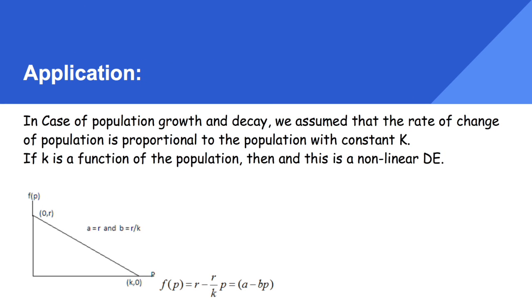In a previous slide, we learned about population growth and decay, and we assumed that the rate of change of population is proportional to the population with constant k. However, if k is a function of the population, then this is a nonlinear differential equation. A typical application of the logistic equation is a common model of population growth, originally due to Pierre-François Verhulst in 1838, where the rate of reproduction is proportional to both the existing population and the amount of available resources, all else being equal. He was unable to test the accuracy of his model because of inadequate census data, and he did not receive much attention until many years later.